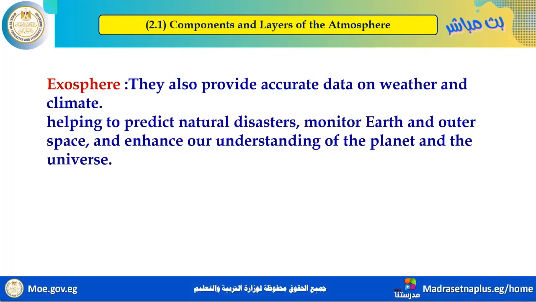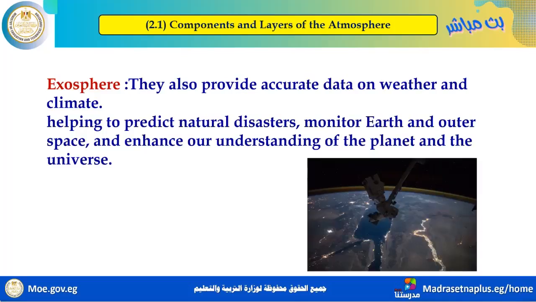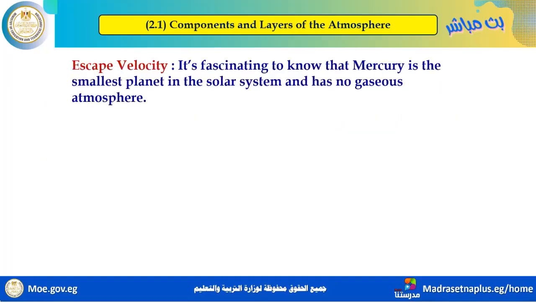and the outer space. We can monitor what happened outside and enhance our understanding of the planet and the universe. This is a photo from satellites, and you can see the Red Sea and Egypt from this. So satellites give us a photo of the planet Earth. Another point with us is talking about escape velocity.